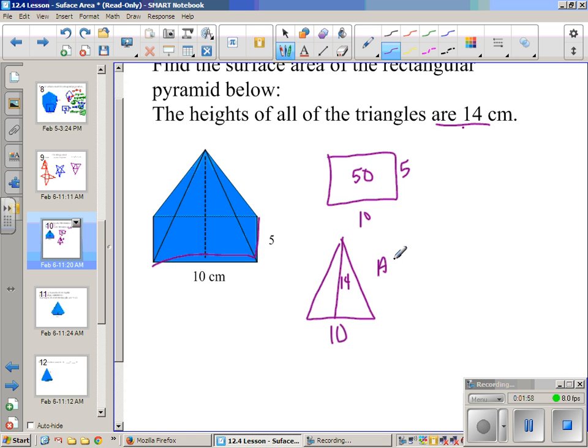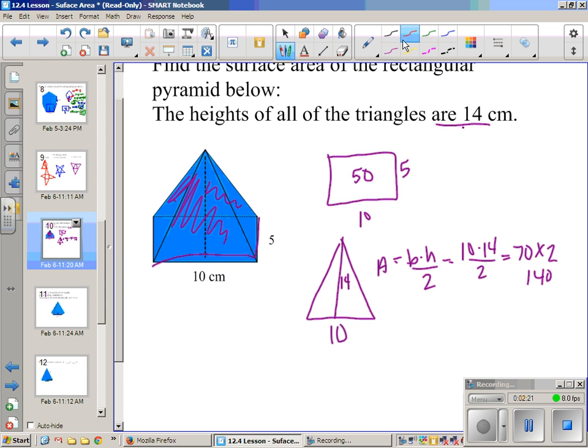To find the area of that, I'm going to do base times height divided by 2. So 10 times 14 divided by 2, which gives me each triangle to be 70. That's only counting this front one and that back one. So I have 2 of those for a total of 140.